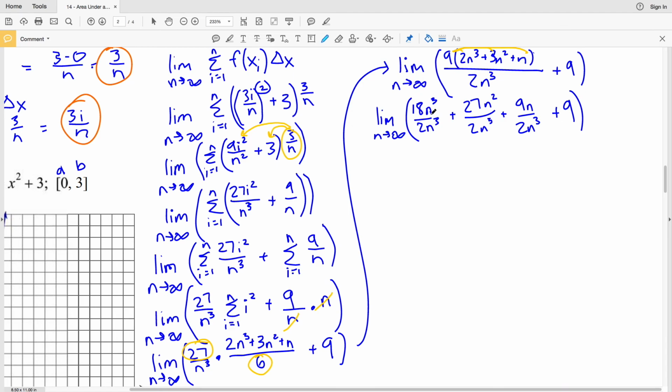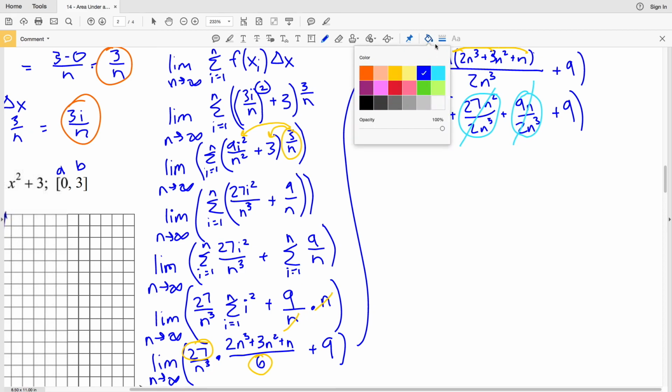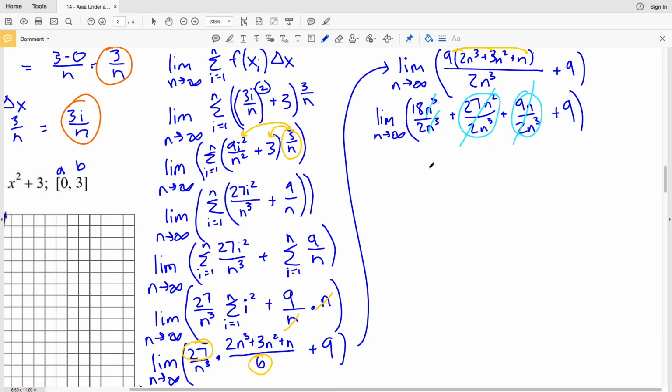And now I'll be able to simplify. n cubed divided by n cubed is 1. The degree of my numerator is smaller than my degree in my denominator, so that will go to 0 as n approaches infinity. For my next term, my degree in my numerator is smaller than my degree in my denominator, so that will also go towards 0 as n approaches infinity. So again, all I have are constants. So that's going to be 18 over 2 plus 9. And 18 divided by 2 is 9. And 9 plus 9 equals 18. So my solution for the last problem on this worksheet is 18.